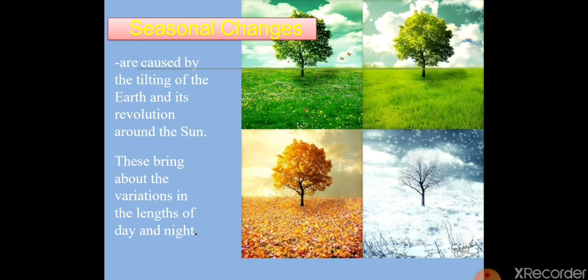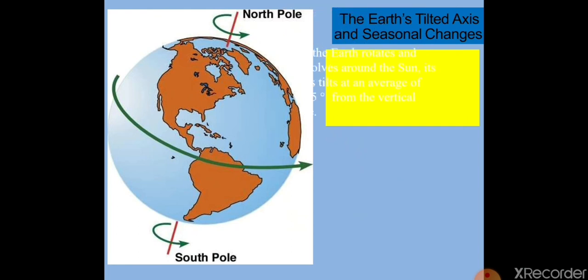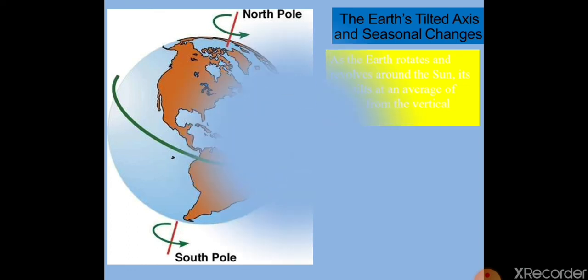For example, in the summer season we experience longer days, isn't it? Or in the winter season we experience short days and longer nights. It is opposite in the summer season. We experience longer days and short nights, isn't it? Here we can see the Earth's tilted axis and the seasonal changes. The angle of tilt of the Earth's axis is 23.5 degrees. What is the angle of tilt of the Earth's axis? It is 23.5 degrees. And the Earth is always inclined in the same position throughout its orbit.